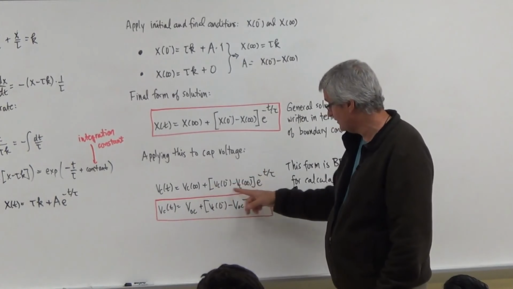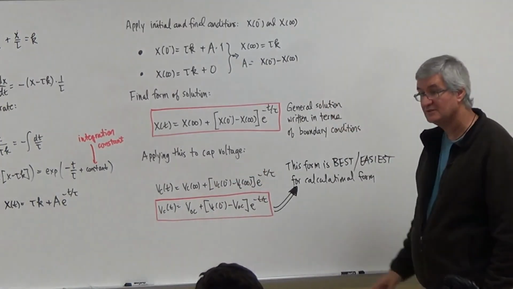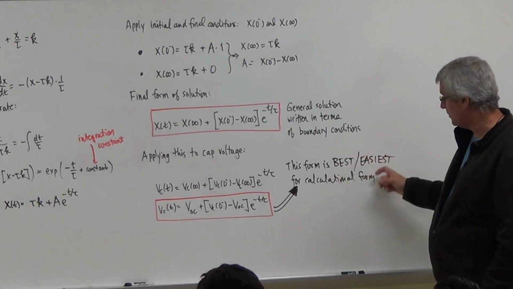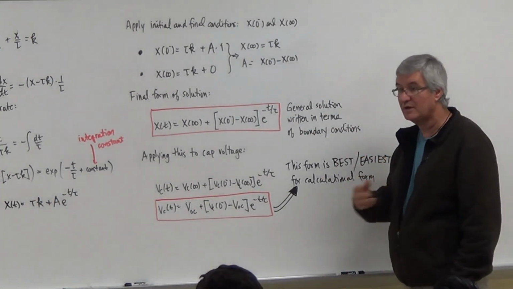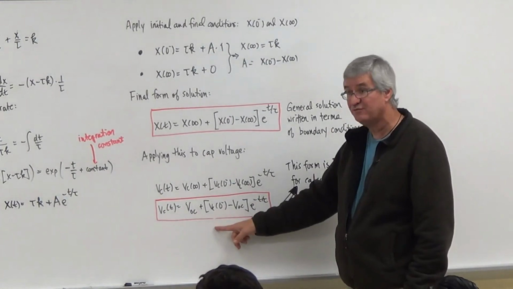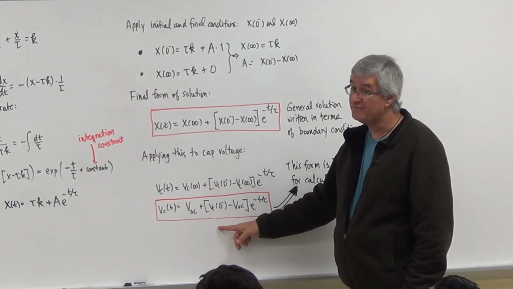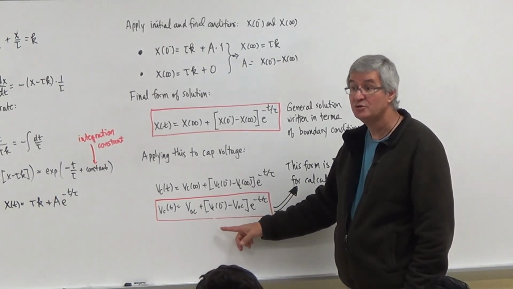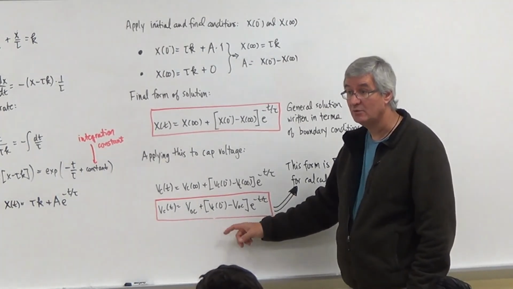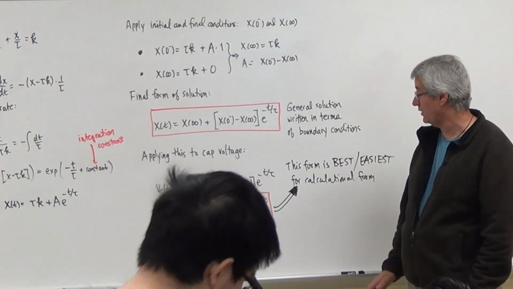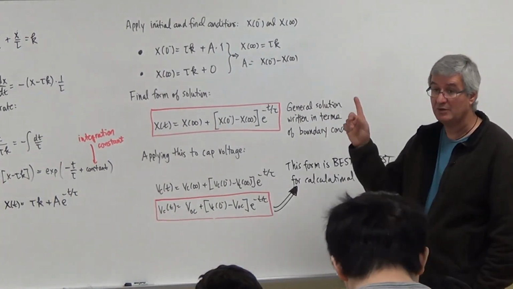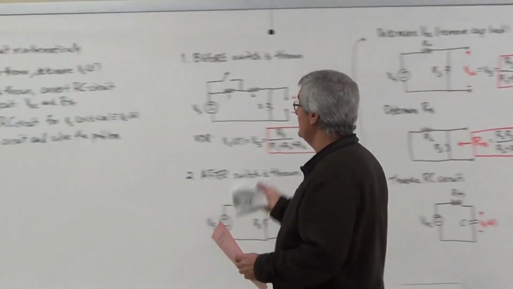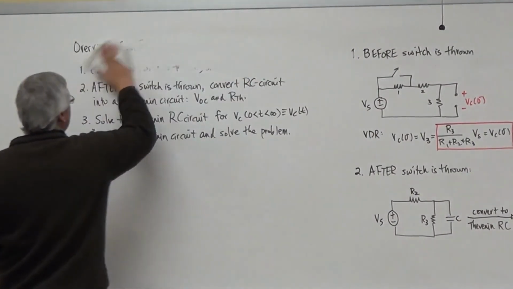So I punch in my values, and here I go. That's my solution. Now remember what I said here. This is best for calculational form. When I go to calculate things, I use this form. But when I physically start to interpret it, that's not the way I use it. Okay? So let's go do this now. I want to interpret all of this. I want to erase, add more stuff, and then we need to start looking at calculations.